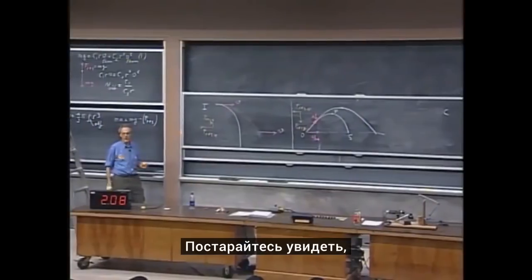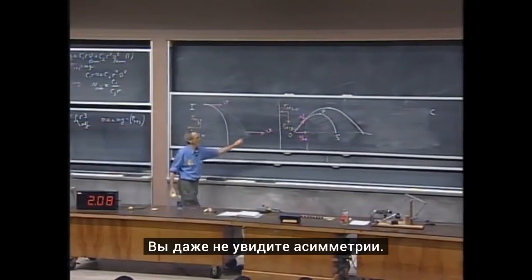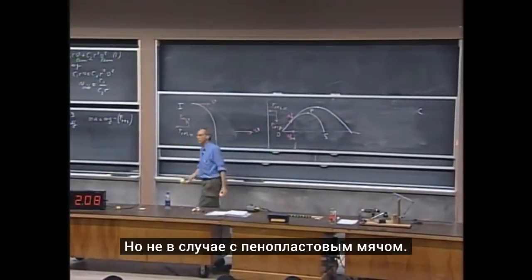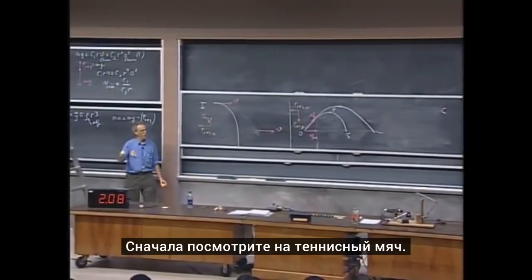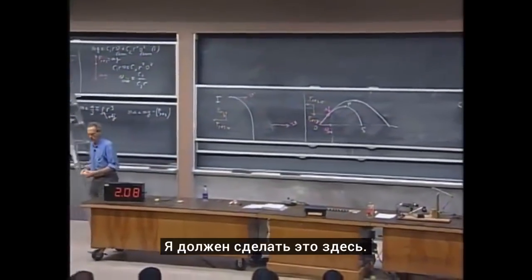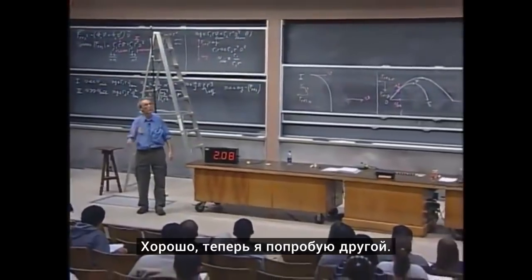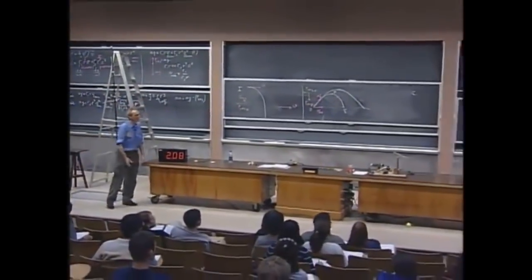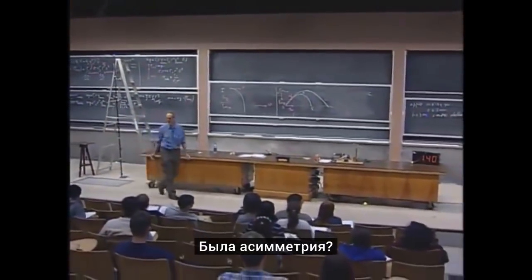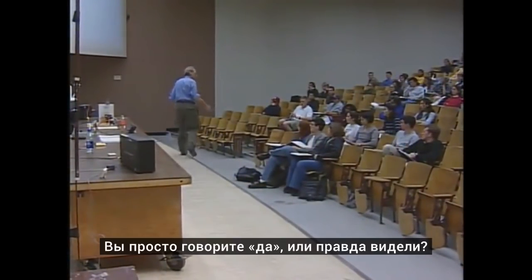So try to see that the tennis ball is very close to an ideal parabola. You will not even see any effect of asymmetry. It will not be the case for the styrofoam, though. So look at the tennis ball first. I should really do it here. Did it look more or less symmetric? Okay, now I'll try this one. Did it look asymmetric? Could you see it? Are you just saying yes, or you really saw it?